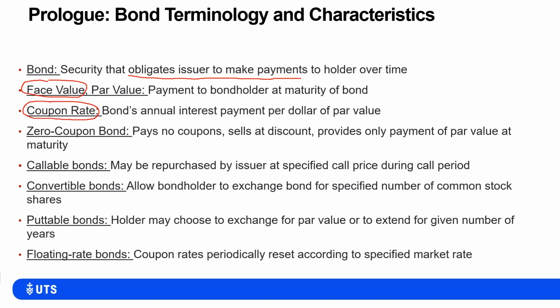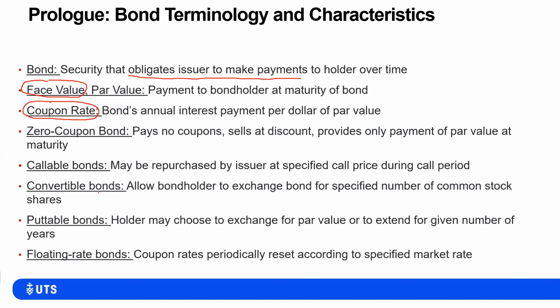And what is the coupon rate? The coupon rate is the bond's annual interest payment per dollar of the face value. For example, if we think about a 3% annual interest rate, then such a 3% annual interest rate is called the coupon rate.